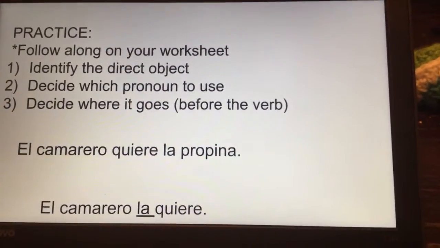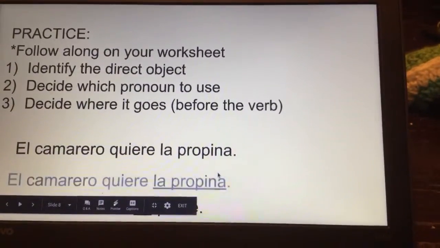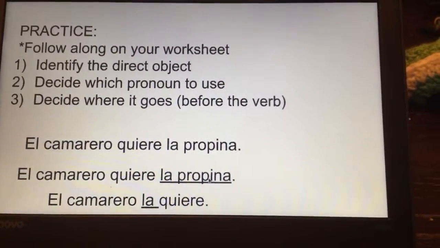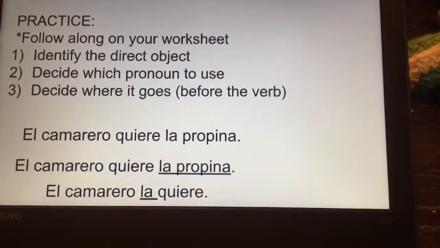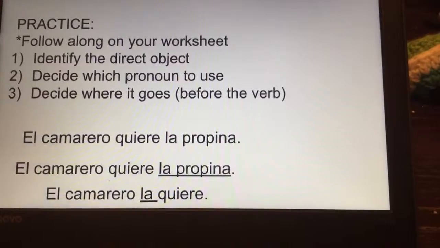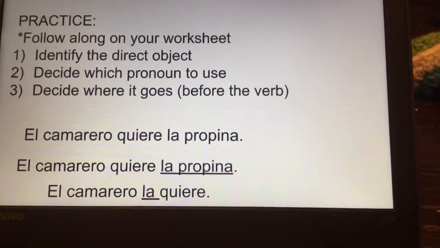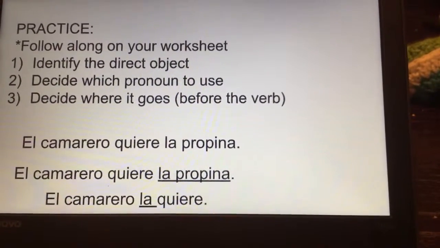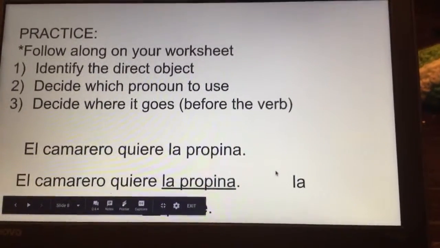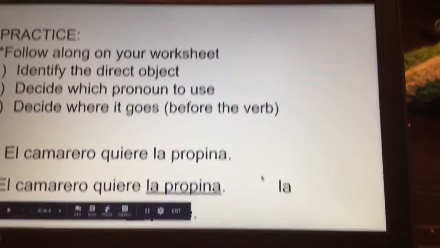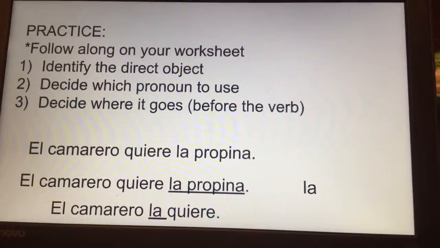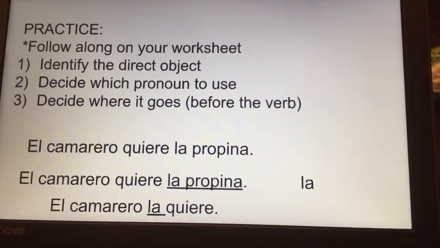So first step, identify the direct object, underline it. La propina is the direct object because who or what is being wanted, that would be the tip. That's step number 1. Step number 2, which pronoun would replace la propina? It's not a person, it is a singular feminine word. You got the word la, so la. That would replace la propina. And you already see that la goes before the verb quiere, so now you have el camarero la quiere.